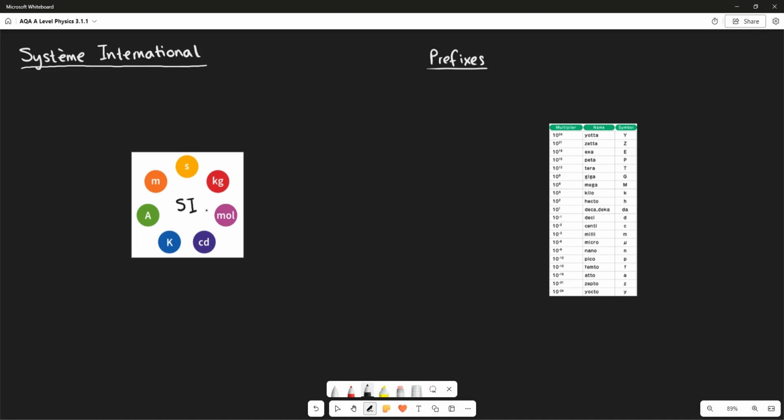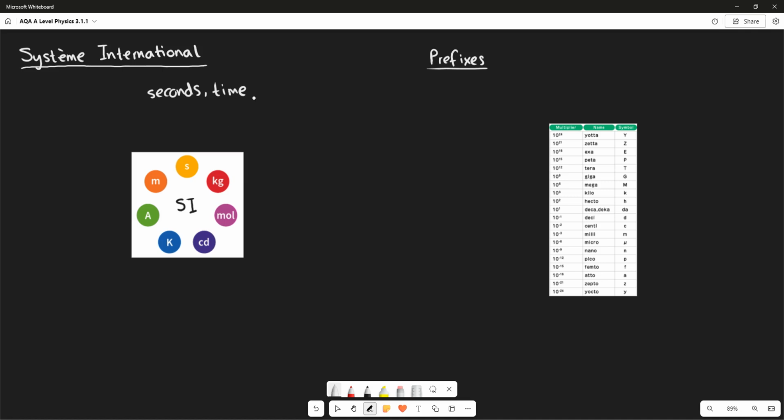So SI units, it's originally a French phrase. So let's go through each of these units one at a time. The one that you're probably most familiar with is seconds, which is a measure of time.